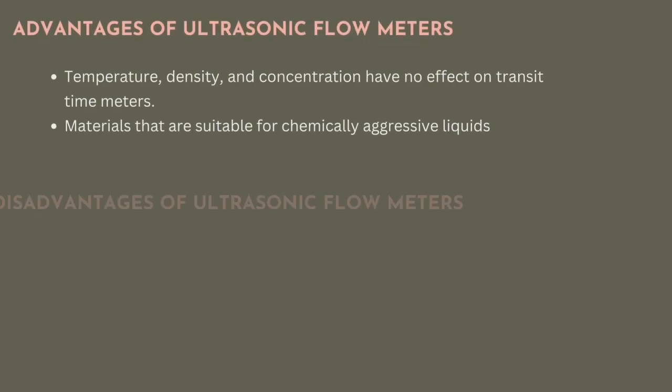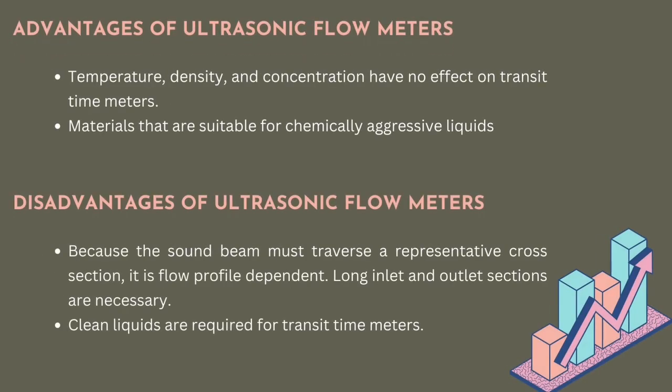So the advantages of ultrasonic flow meters are temperature, density, and concentration have no effect on transit time meters, and materials are suitable for chemically aggressive liquids. So the disadvantages of ultrasonic flow meters are because the sound beam must traverse a representative cross-section, it is flow profile dependent, long inlet and outlet sections are necessary, and clean liquids are required for transit time meters.